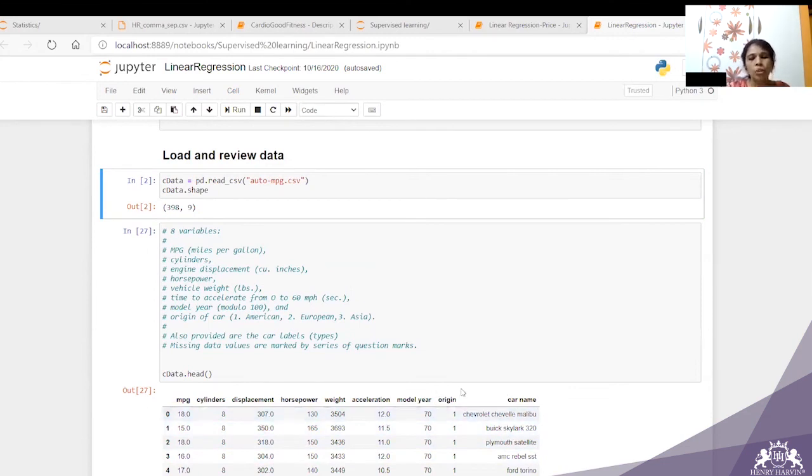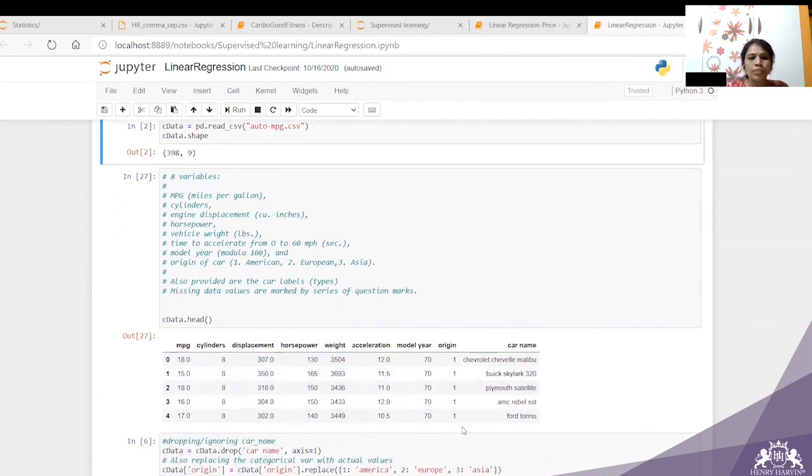We can drop this car name, and origin also could be deleted. But since I wanted to show you how these kind of variables can be treated, that's the reason I have kept it as such. If I have this as 1, 2, or 3, and if I make it as a model, what we may expect is that this may be considered as a number, but it is not a number basically, right? It actually says 1 belongs to American, 2 belongs to European. So that is what it is telling us. So if you run as such, it may bring us a problem.